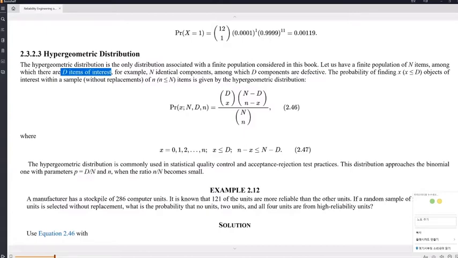As an example, we produce N components, but among them some components are defective. So in that case, when we take out n items out of the capital N items, what would be the probability that we are going to find X defective items?